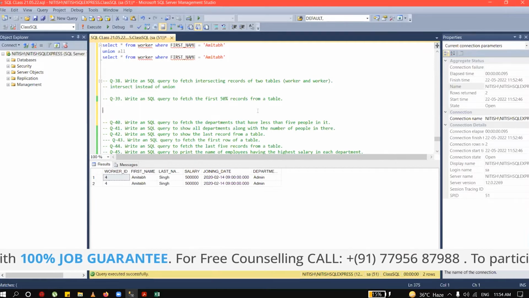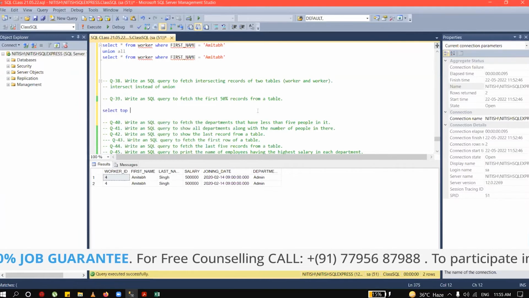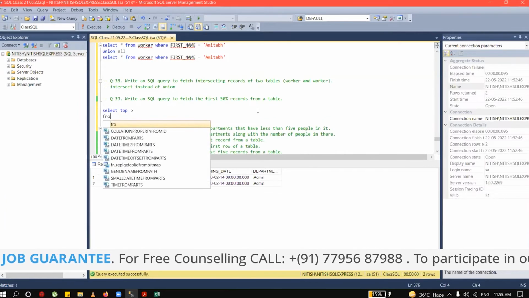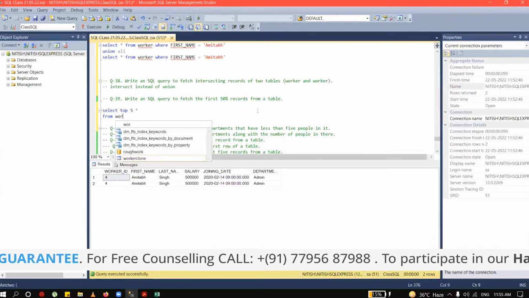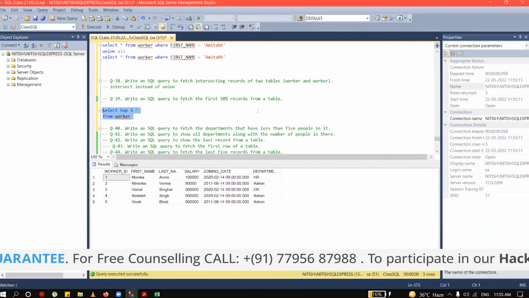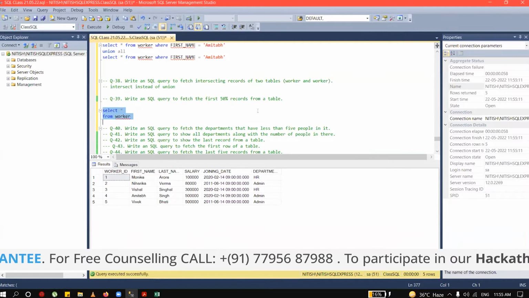So after making any query, you like to look at the top 50%. So right now, select top. If I write here top 5 from, and write all the records from worker, we got the top 5 records. But you know that we have only 8 records over here.